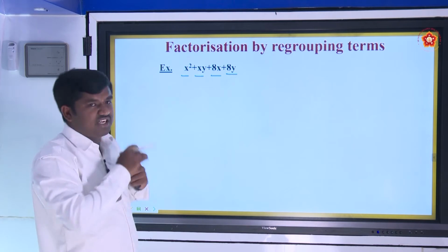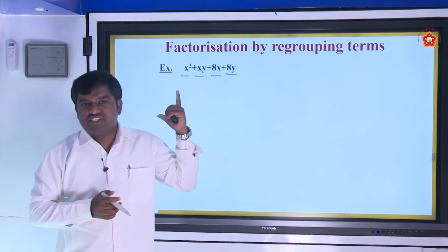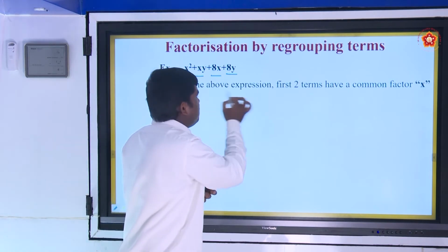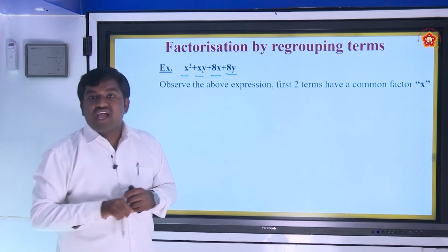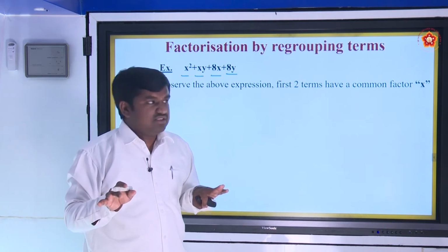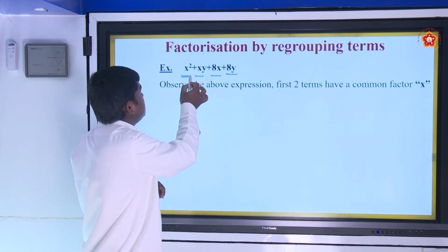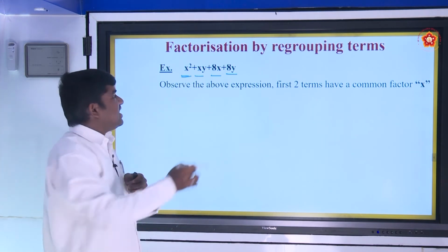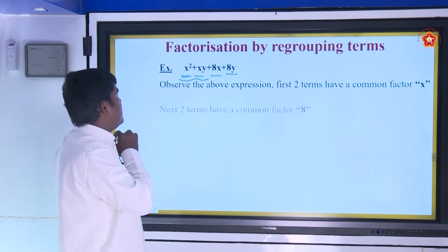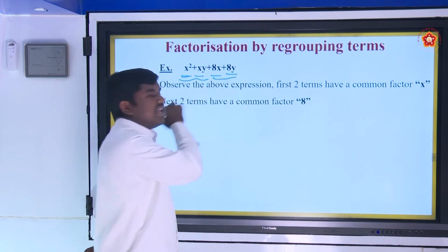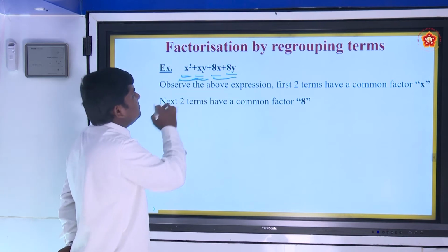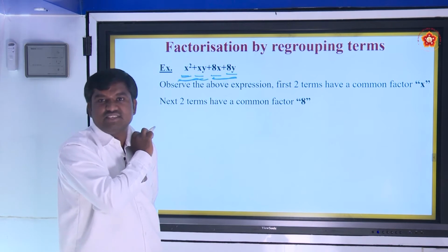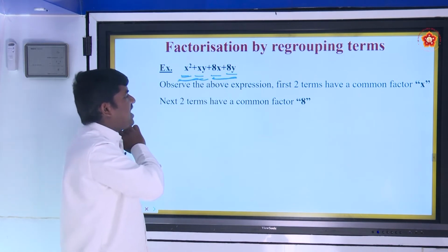Observe this expression. This is a 4 terms expression. The first 2 terms have no common factors. Observe the above expression. The first 2 terms have the common factor x here. The next 2 terms have the common factor 8 here. These 2 terms and these 2 terms. These 2 terms have the common factor x. The next 2 terms have the common factor 8.